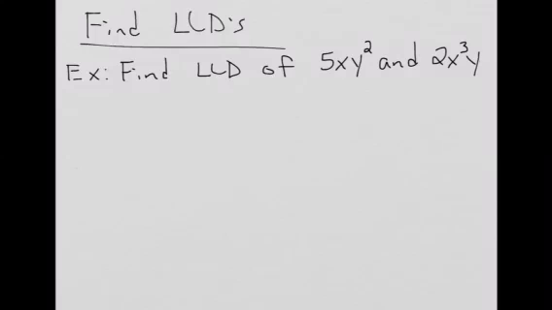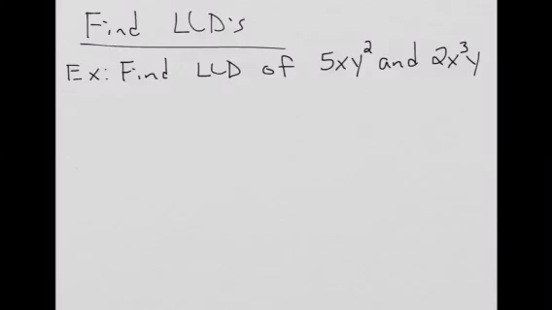All right. So when we're looking for common LCDs, or the least common denominator, it becomes pretty simple to find these. Here we have 5xy squared and 2x cubed y, and we just want to find the LCD between these two. When you find the LCD, you first want to make sure everything's factored completely. Alright, so now we just want to try to find what they have in common.